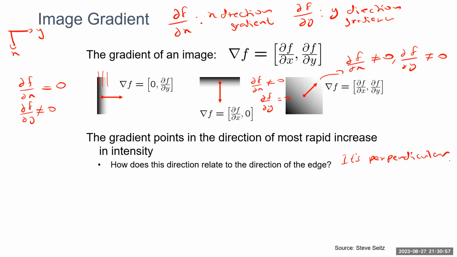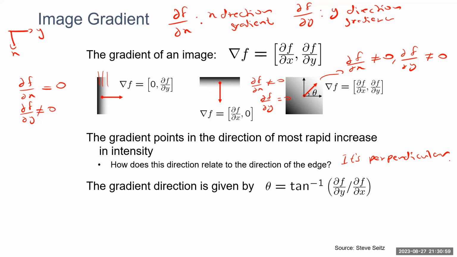Okay. And there's also another parameter. The edge gradient direction is given by this, which you can keep in mind. Theta is basically this particular value, given by tan inverse of ∂f over ∂y divided by ∂f over ∂x. Okay. All right.